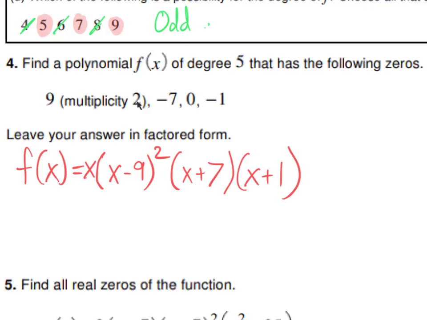If I had a multiplicity of 3, that would be a cubic. The -7 would be an x plus 7. Remember, the opposite is the factor of the actual 0. We did 0 already. That took care of that one. And -1 would be an x plus 1. That right there is a factored form for a fifth degree that has these zeros. We could verify the fifth degree as well because I have a 1, 2, 3, 4, 5 if you add up all the powers. Again, that's 1, 2, 3, 4, 5, which is a fifth degree.